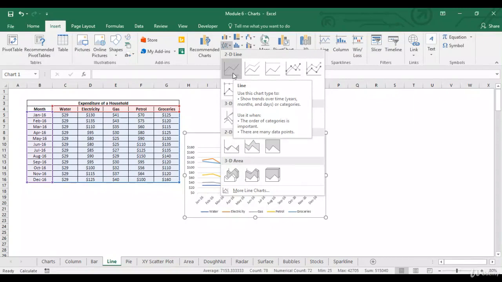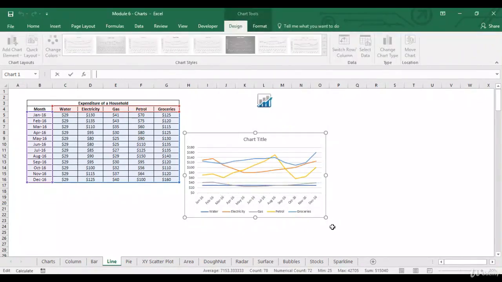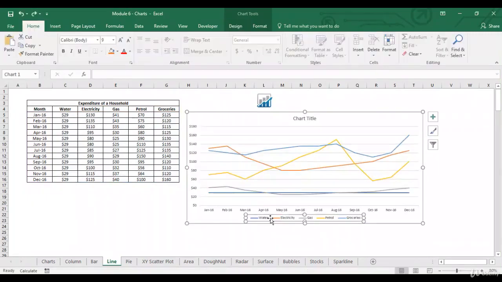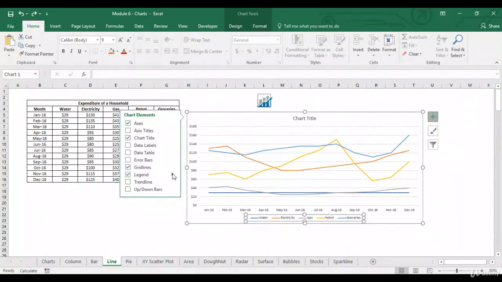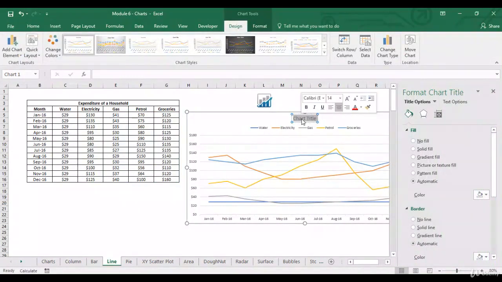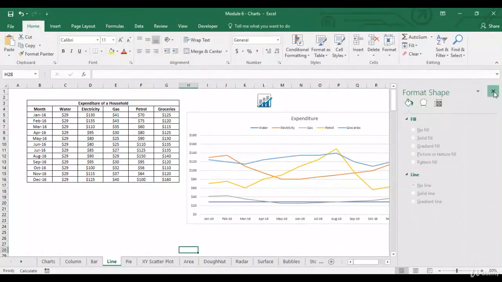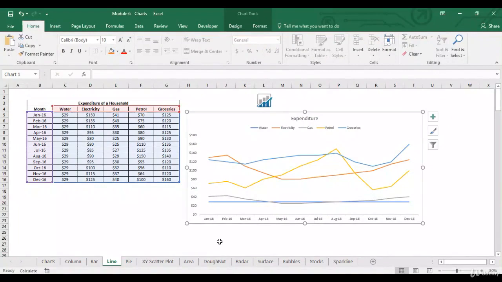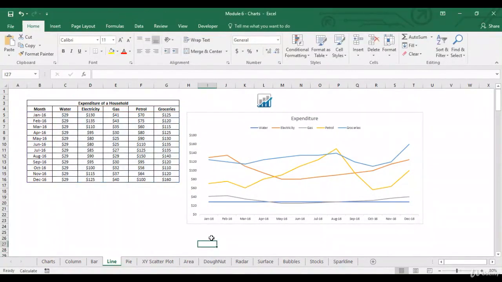Now this is my simplest line chart. As you can see, it shows over here, use the chart type to show trends over time, or use it when the order of categories is important. There are many data points. I'll just put the legend on the top. So click on plus, top, and I'll change the title.